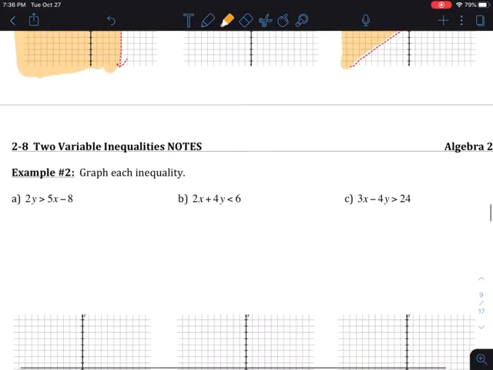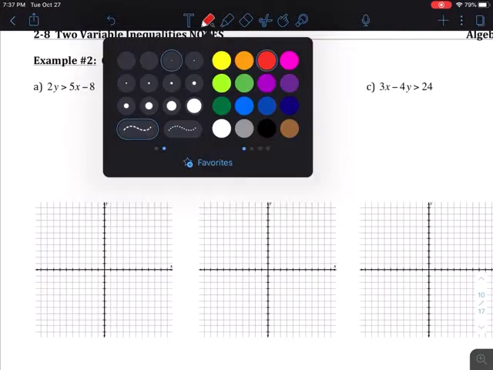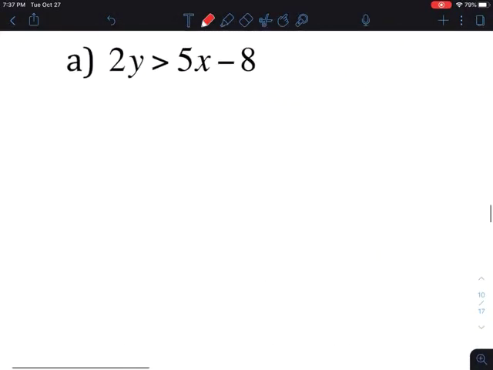Okay, moving on. These are going to just get a little more difficult. Notice the space given to you. That's because these guys are not in slope-intercept form. So we need to get y by itself first before we graph. So here, I obviously would need to divide everything by 2. Now, do not flip the symbol here. The golden rule does not apply. We divided everything by a positive number, the 2. So don't flip the symbol.